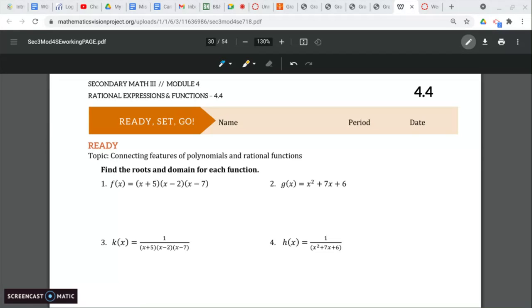Welcome back. So what we're looking at today is 4.4, are you rational? So let's go ahead and jump right in. For this first part, it wants us to find the roots and the domain for each function.